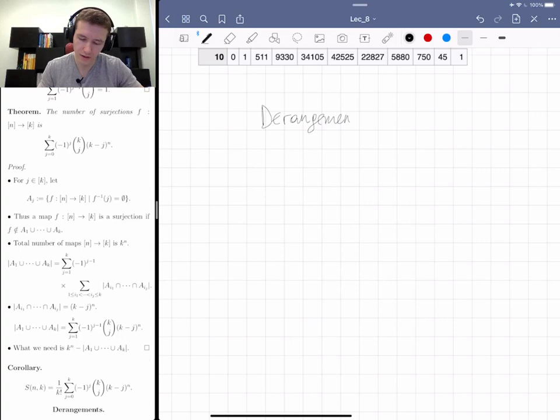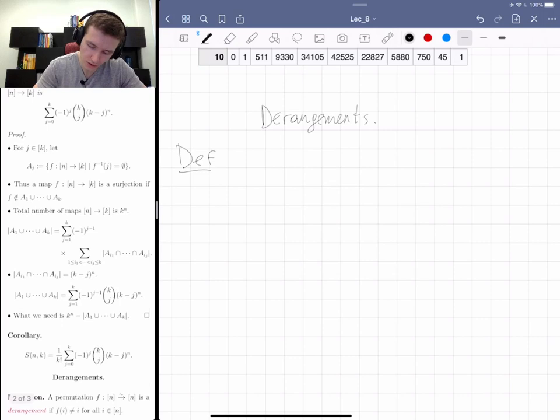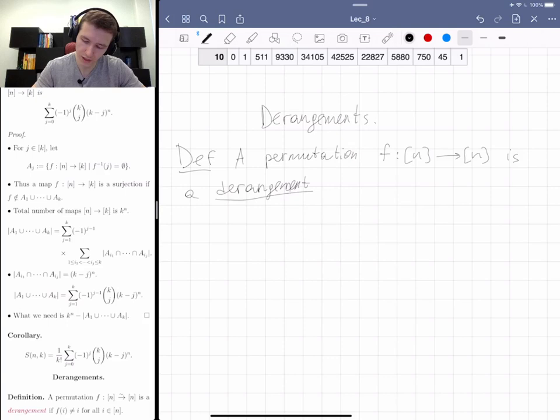So what is a derangement? A derangement is a permutation f that is a derangement if f of i is not equal to i for all i.